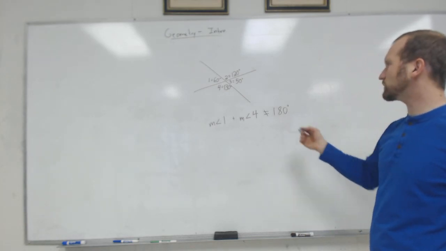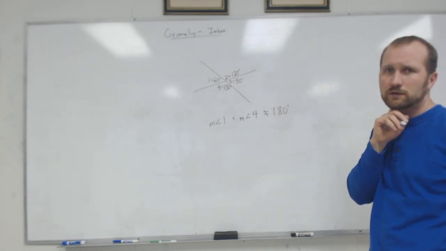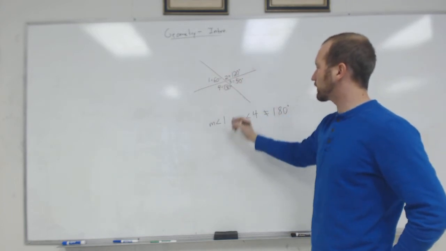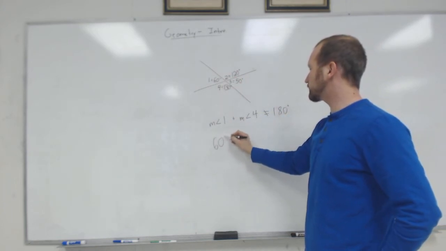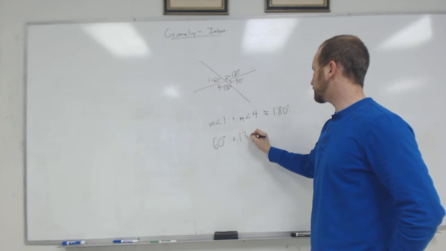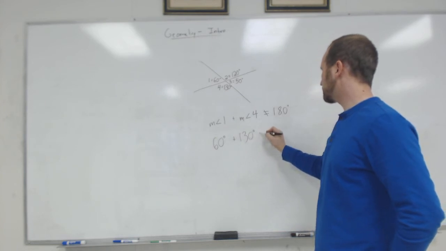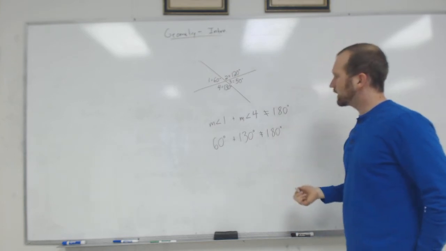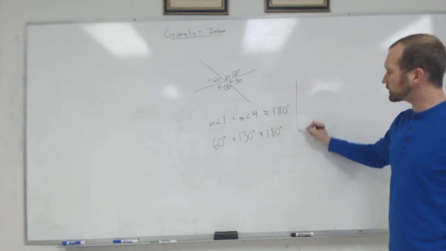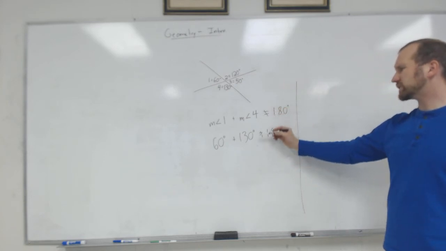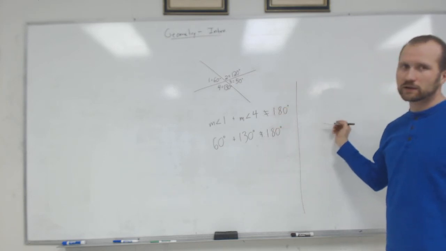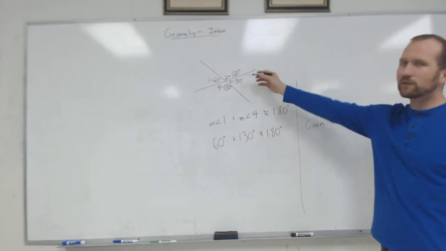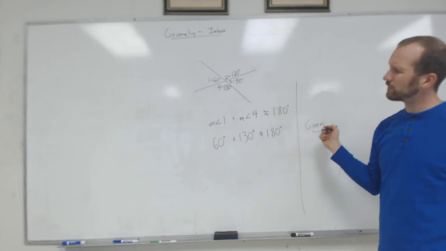So how could we actually show this now? You could get the actual measures. The measurements are actually 60 and 130. So 60 degrees plus 130 degrees does not equal 180 degrees. Now, in what's called a two-column proof, for each step that we do, we're going to write a reason. The reason for this is just that it's given to us in the diagram.